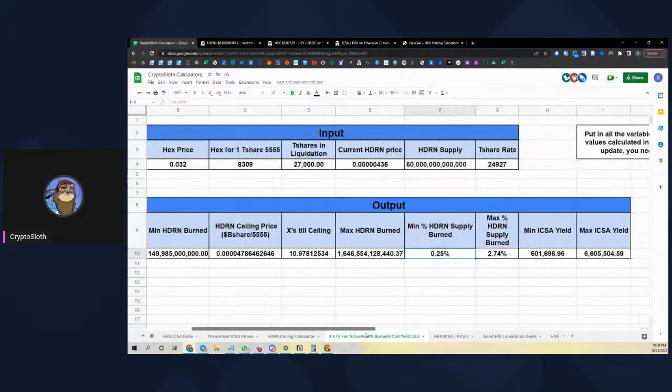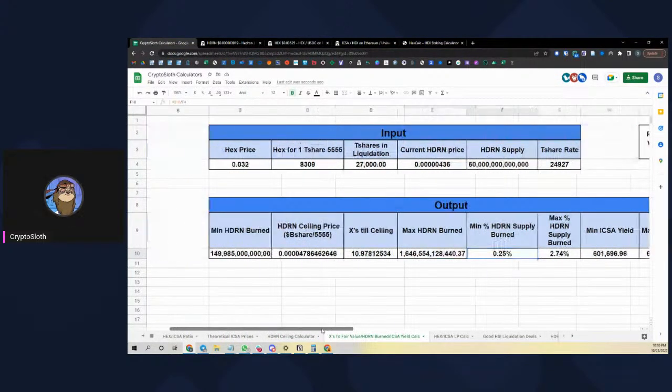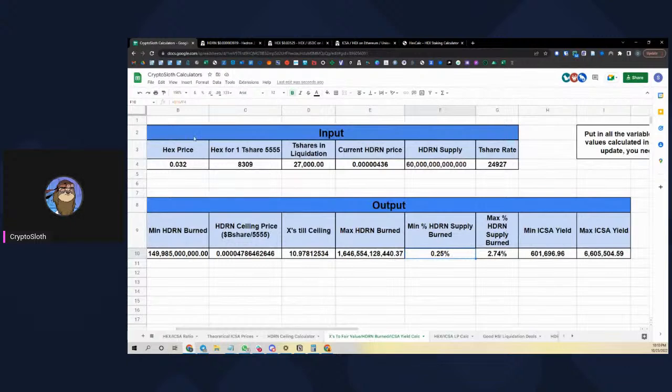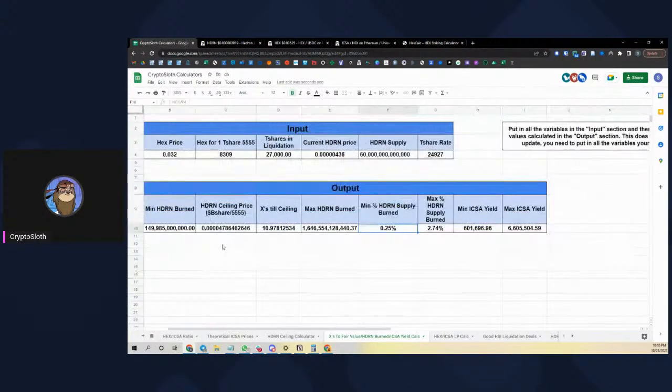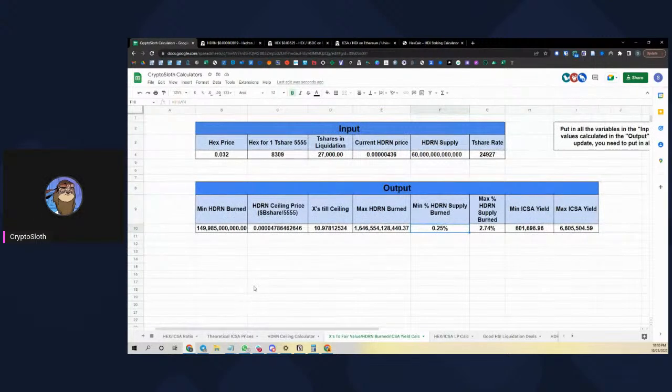Okay, so this one's called the X's to fair value / Hedron burn / icosa yield calculator. What I mainly use this one for is to map out how much Hedron I can expect to be burned for a given number of T-shares on the liquidation auction, as well as how much icosa yield would be generated from that Hedron being burned. These are your input variables here: the hex price, hex for 1 T-share, and you don't need to input anything here, you just need to input the T-share rate.